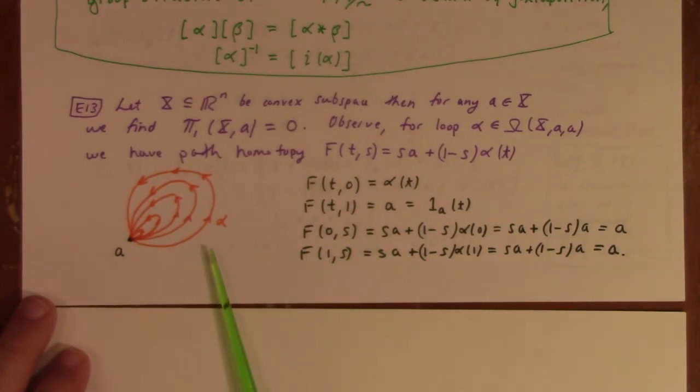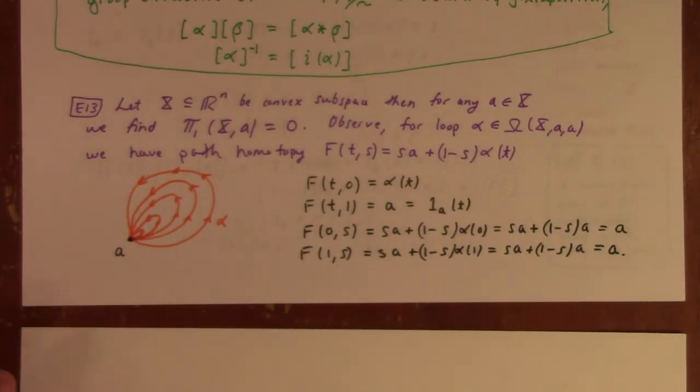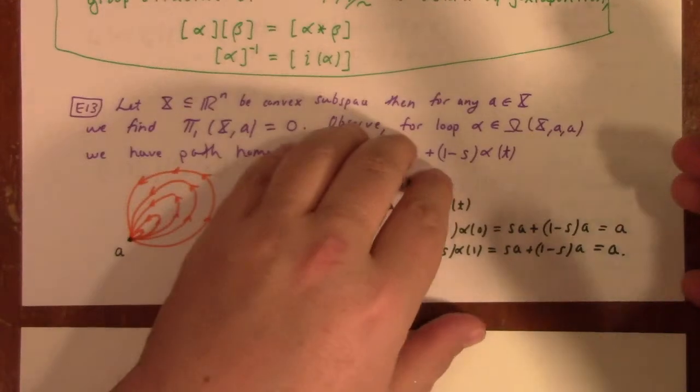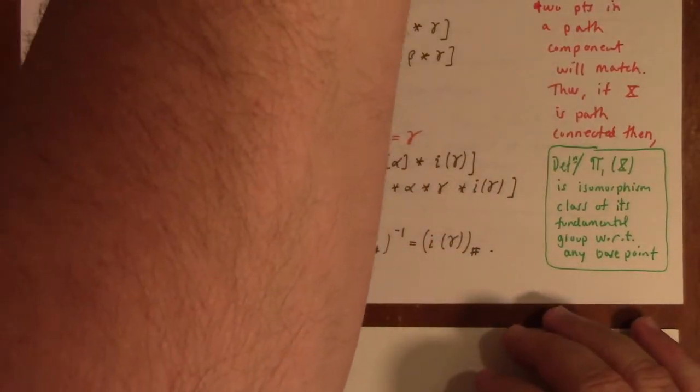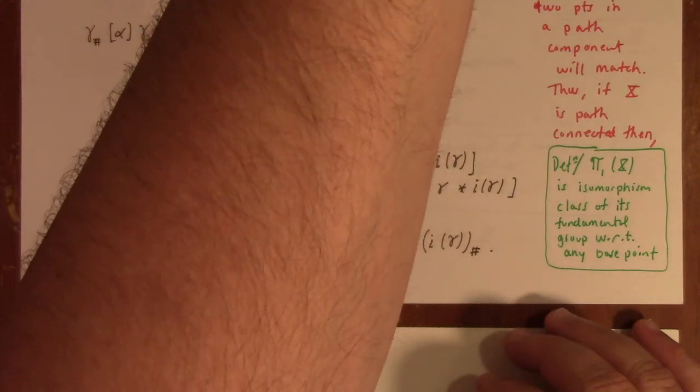All right, so here's a kind of a picture of it. You're starting at alpha and then you're deforming down to the point A. So if you can deform a loop to a point in your space, that means the fundamental group is trivial. Which is to say it's the group with just one element in it, yeah?